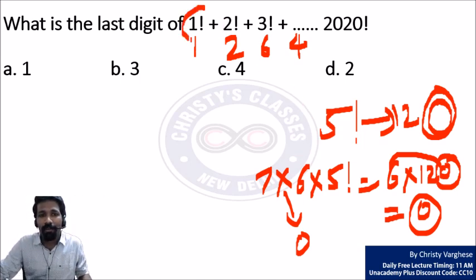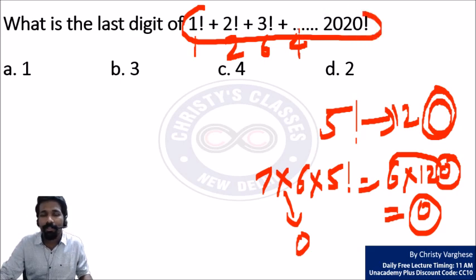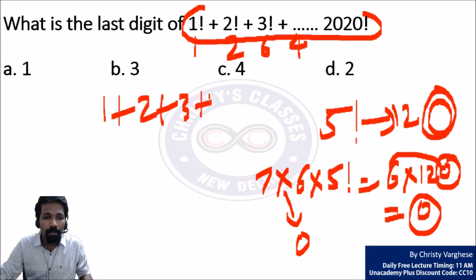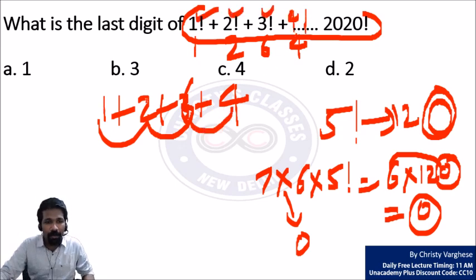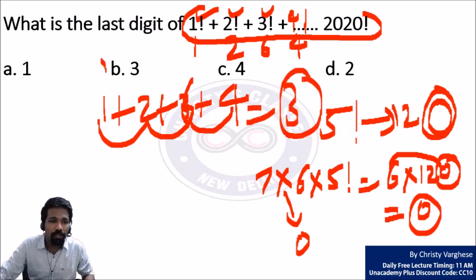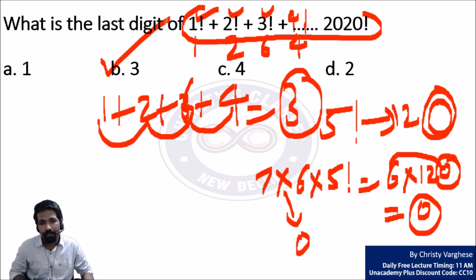That means even if the question gives you many factorials in the series, you only have to find 1 plus 2 plus 3 plus 4, that is 1 plus 2 plus 6 plus 24, that is 4 ending. This last digit only we need. That is the last digit of 1 factorial, 2 factorial, 3 factorial and 4 factorial. 1 plus 2, 3, 3 plus 6, 9, 9 plus 4, 13. 13, 3 is the last digit. So option B is the answer.